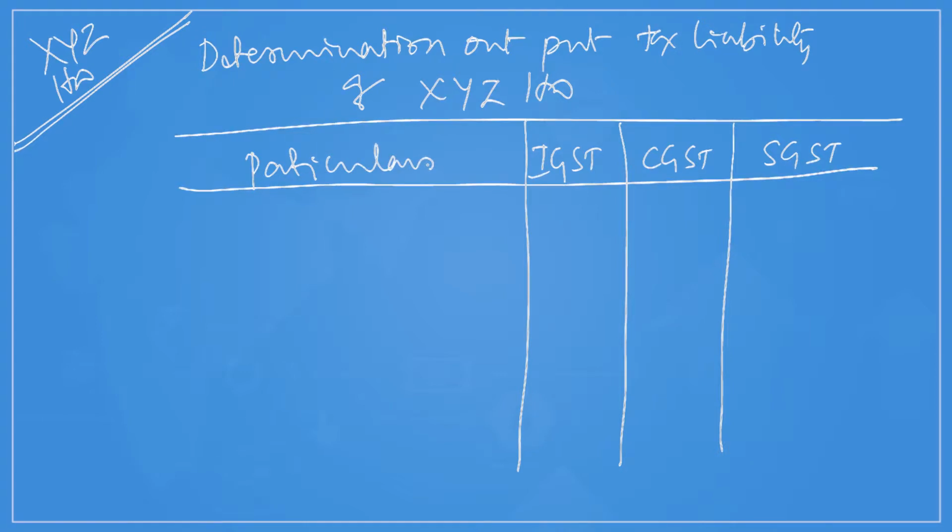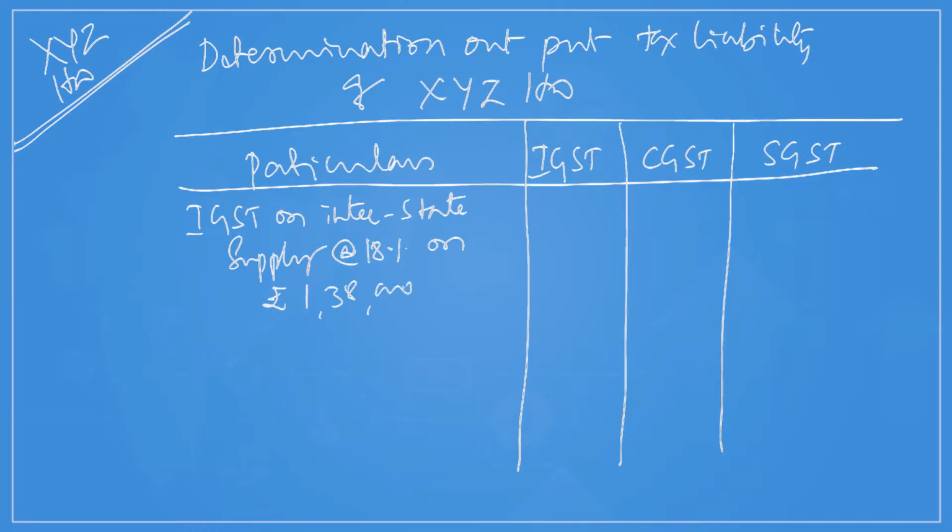Particulars. First, consider IGST paid on interstate supply. IGST on interstate supply at 18% on rupees 1,38,000, that is the value of the outward supply. So IGST will be 24,840 rupees.